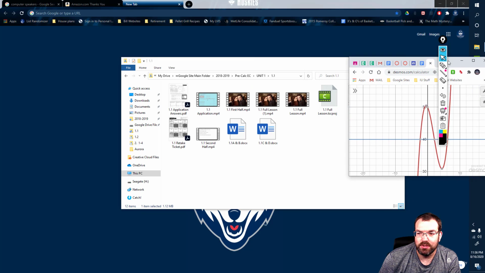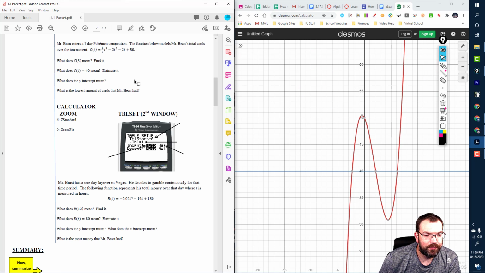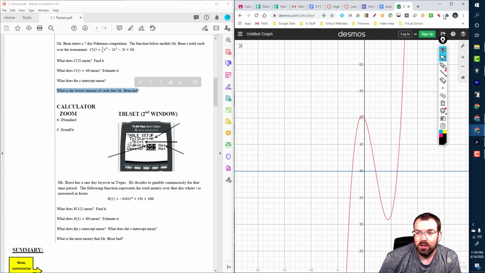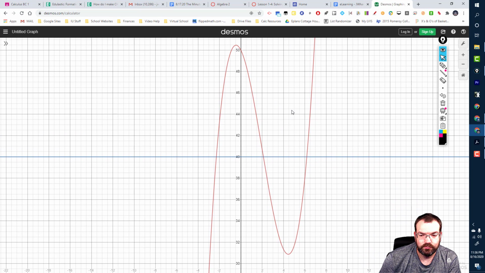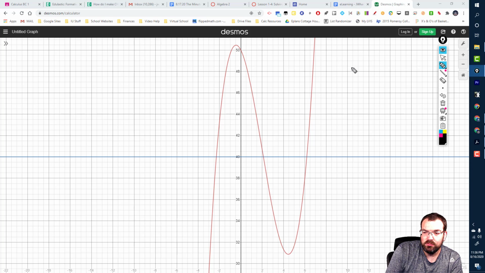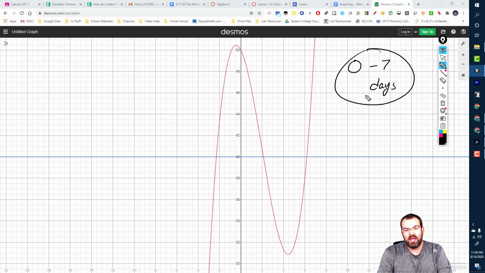Let's see what the next part is. There. What is the lowest amount of cards that he had? Okay, let's think about this. From 0 to 7 days. Remember, from 0 to 7 days. What's the lowest amount of cards that he had? The smallest amount of cards that he had. Well, let's look at the graph.